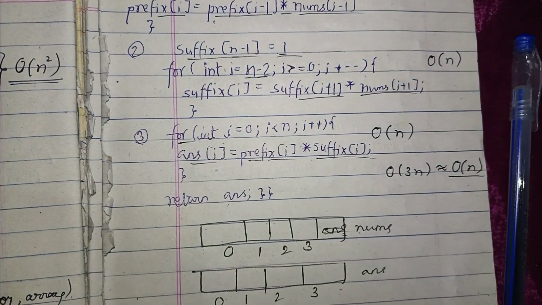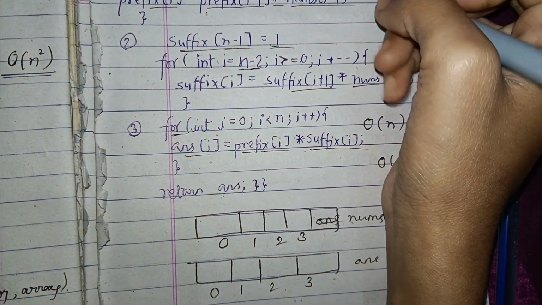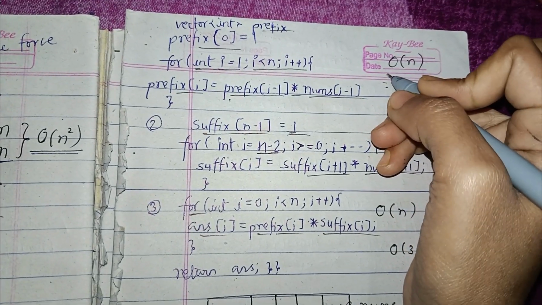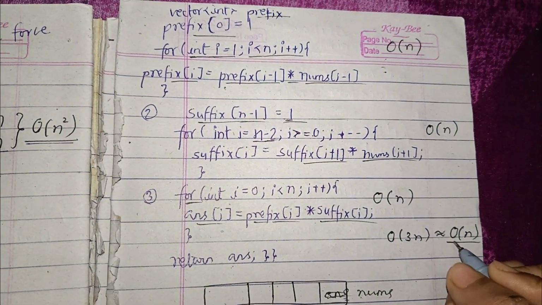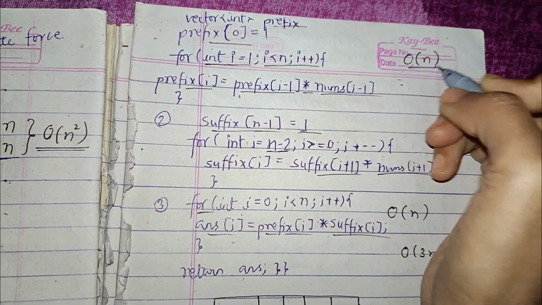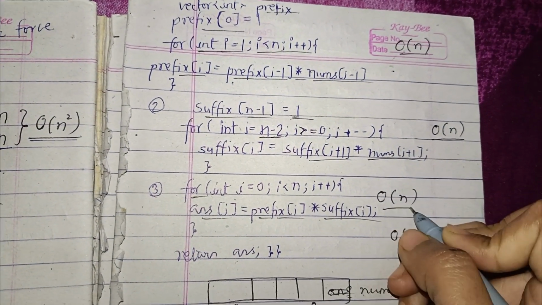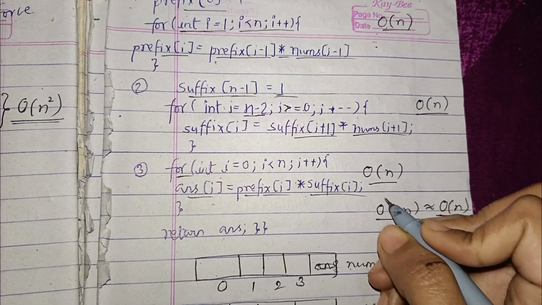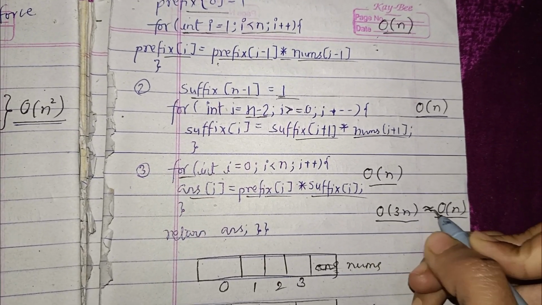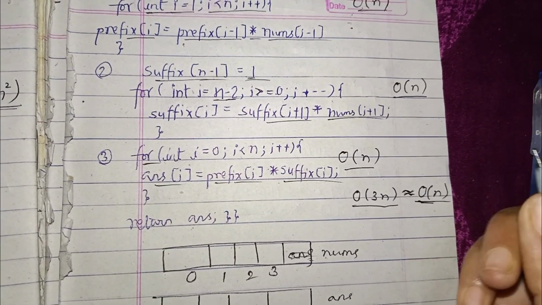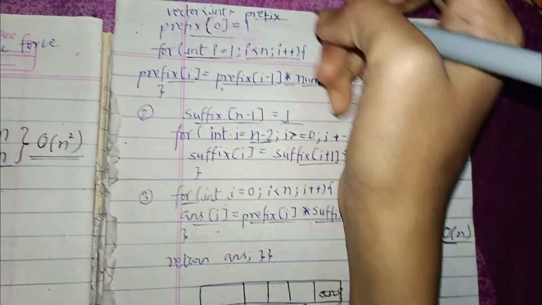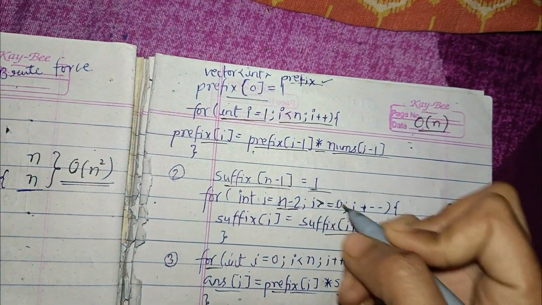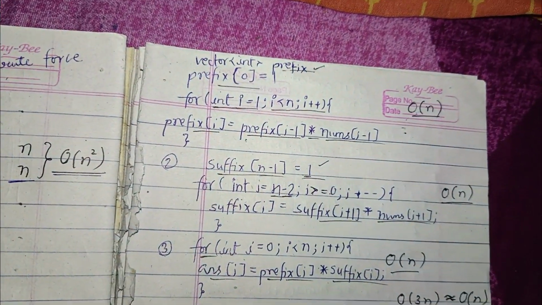But here the problem is our space complexity. Our time complexity is O of n, because here we are using O of n, here O of n, and here O of n, and the total is big O of 3n, which is approximately big O of n. But the main issue is our space complexity, as we are using two vectors, which are prefix and suffix. Okay, but we don't want that.